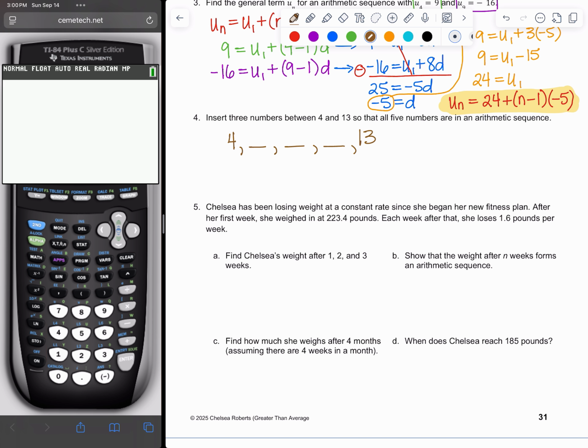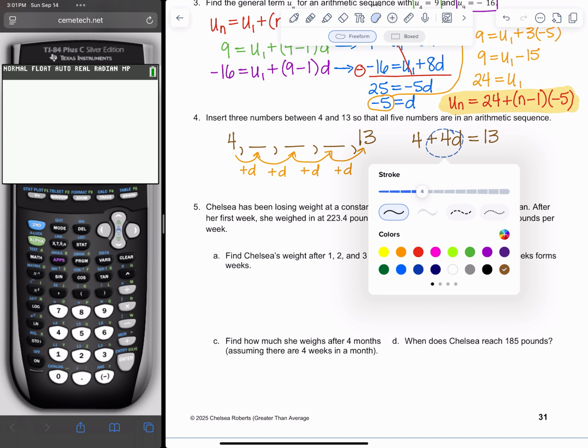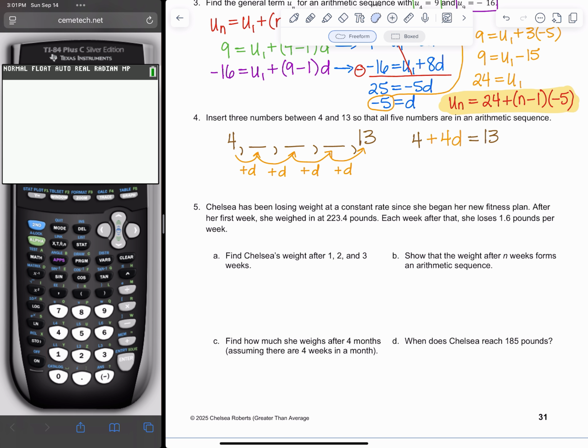An arithmetic sequence means that you are adding or subtracting the same amount each time, you have a common difference. So I'm going to say that 4 plus d plus d plus another d plus another d will equal 13. And I can use that to make an equation. I start off with 4 and I add 4 times d because I add d 4 times, and it's going to equal 13.